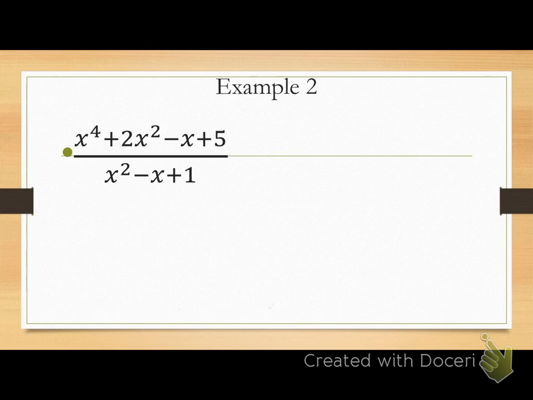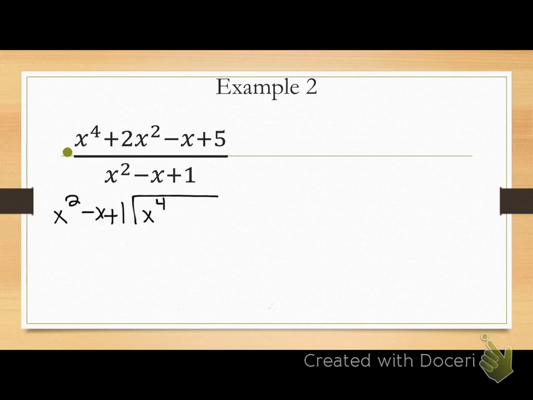Okay, x to the fourth plus 2x squared minus x plus 5 divided by x squared minus x plus 1. Which one's my dividend? The numerator. Which one's my divisor? The denominator. Very good. So we're just going to write it like we've been writing it to divide by hand. X squared minus x plus 1 as my divisor.